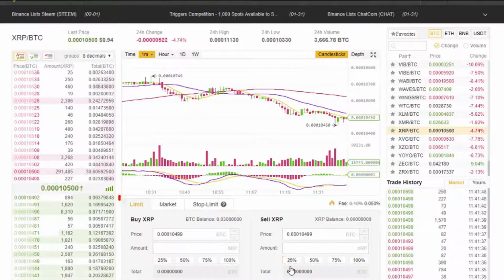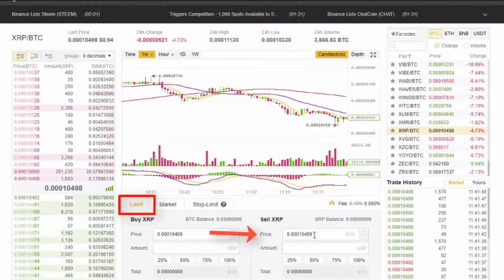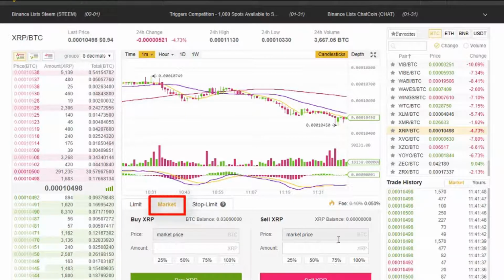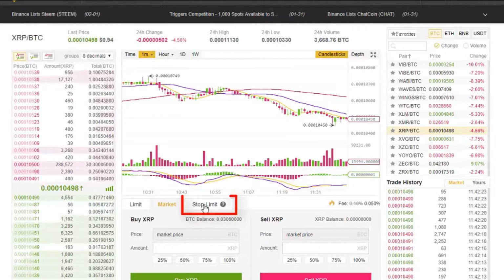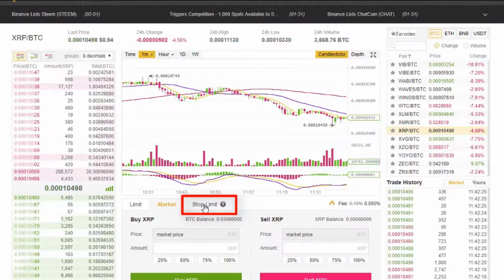You can say, I'll go with a limit. Here's what I'll sell, the price I'm selling at. Or I'll take the market price and I'll sell this many at that price. So you don't put a price in here when it's at market. Now the stop limit is a little fancy way of giving you a range to either buy or sell.